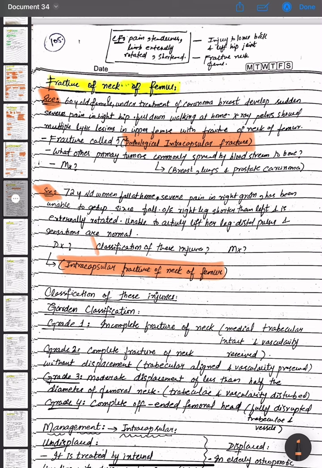Usually these are pain, tenderness, limb externally rotated and shortened. So injury to the lower back and left hip joint. Usually these are the diagnostic points from which we can identify a scenario, and there is a history of fracture in neck of femur. So this is the intracapsular fracture of neck of femur.